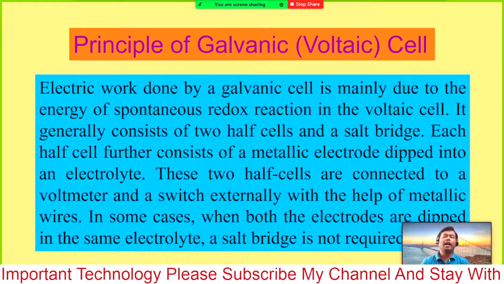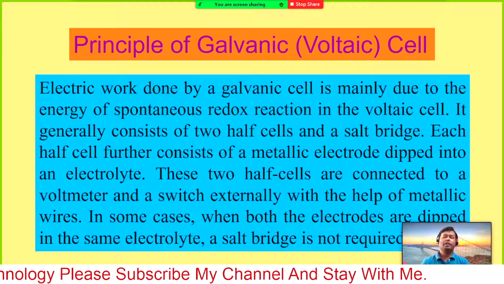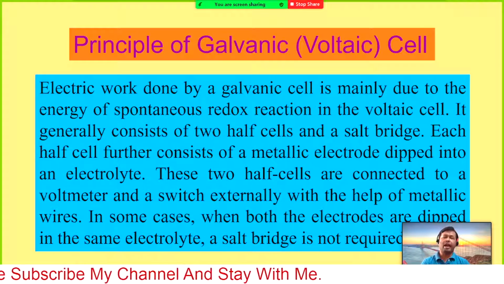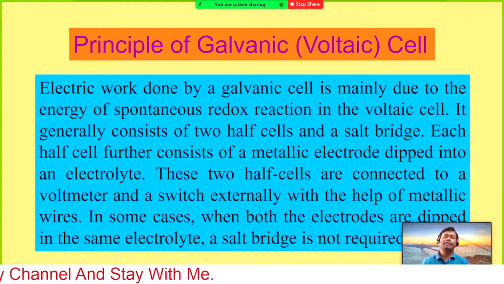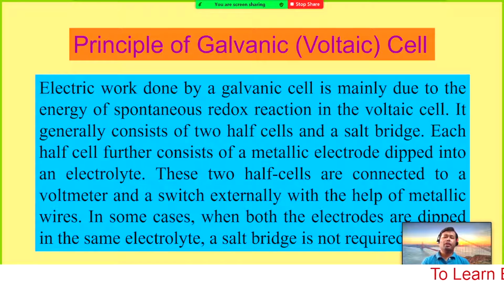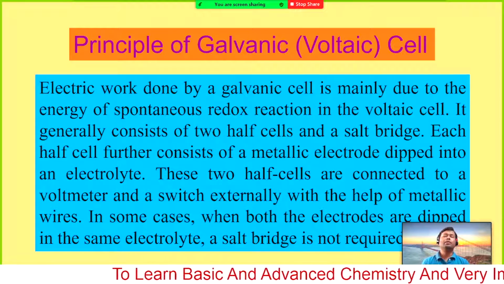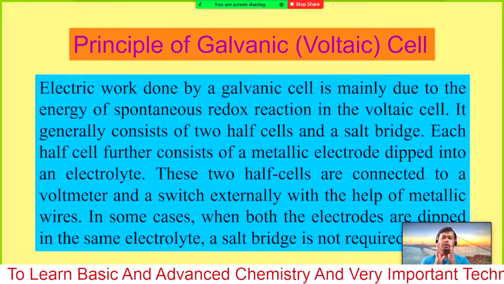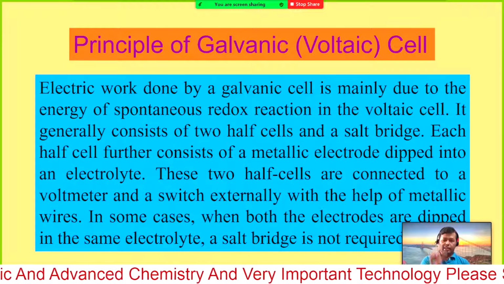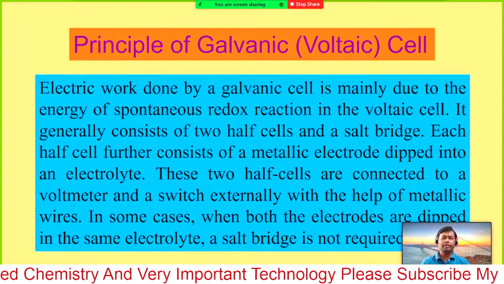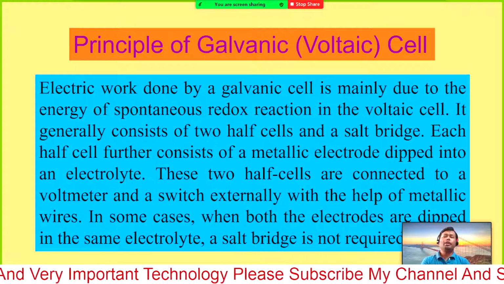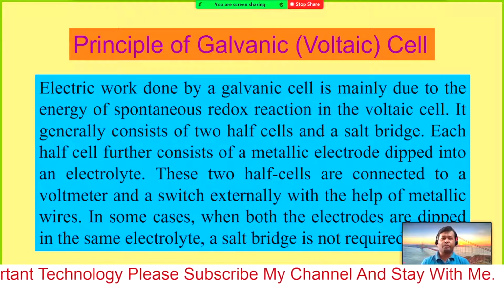One half cell should have an electrode and an electrolyte. Electrolyte means it can be a solution or sometimes a paste. Most of the time for heavy batteries we use a liquid or solution, and for some dry cells we use a paste. So we need to have an electrode and an electrolyte. There are two different components of a half cell.